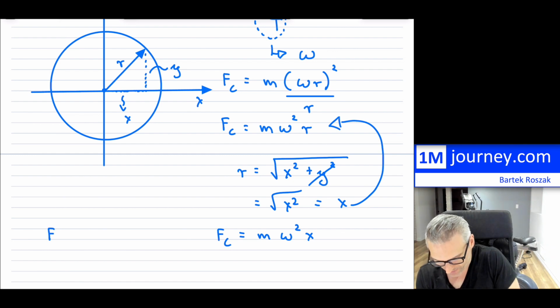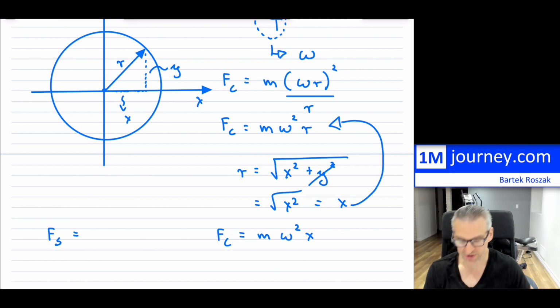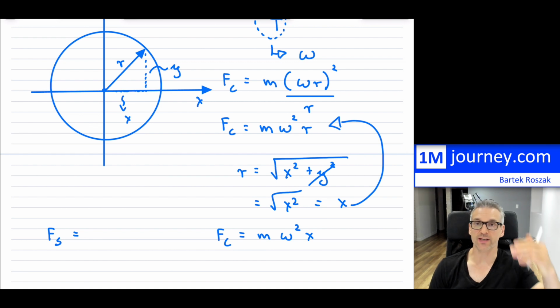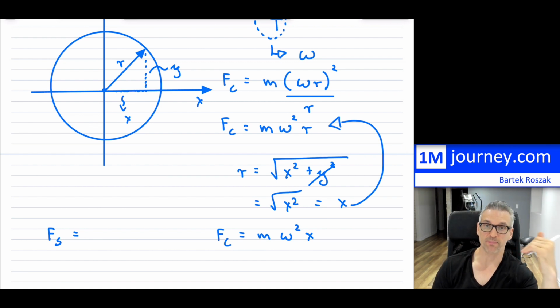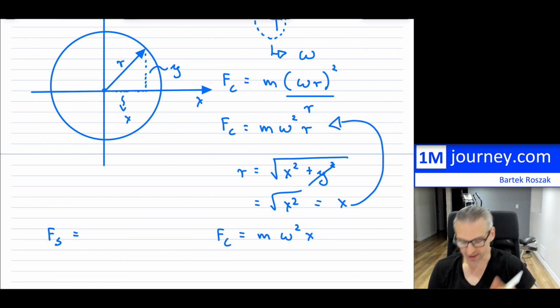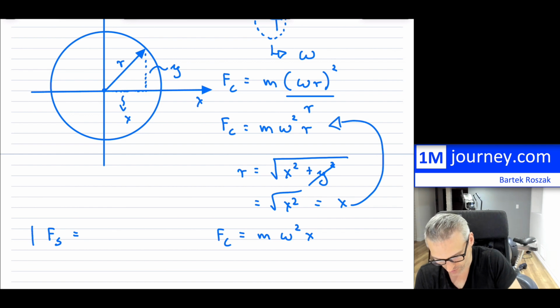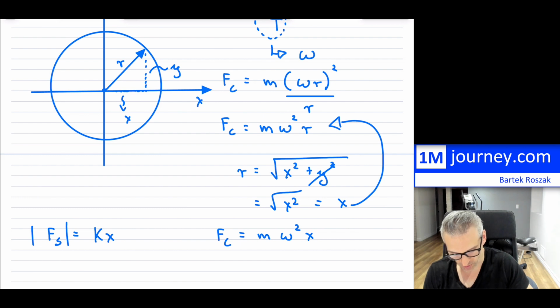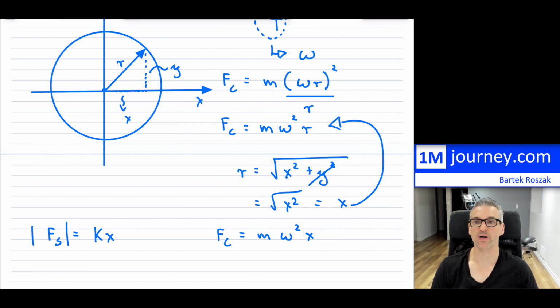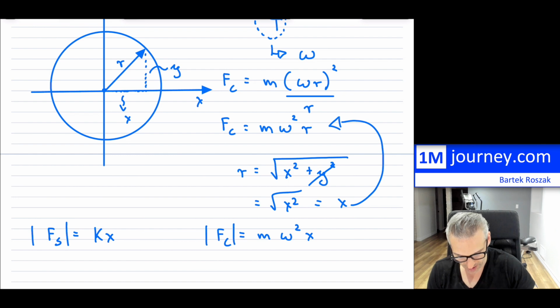Now what we have is our restoring force, which was negative kx. Remember, if you think back to Hooke's law, that negative was simply to do with the direction, because it was a restoring force. So we want to know the magnitude of it. The magnitude of this restoring force is just kx. And then we also just want to know the magnitude of the centripetal force, because we know that the centripetal force is always towards the center of the circle. So technically, we're only interested in this.